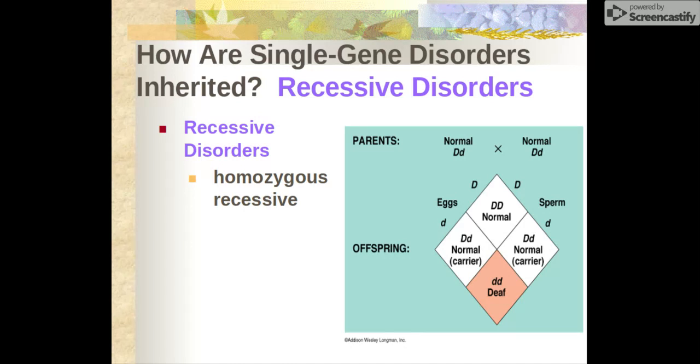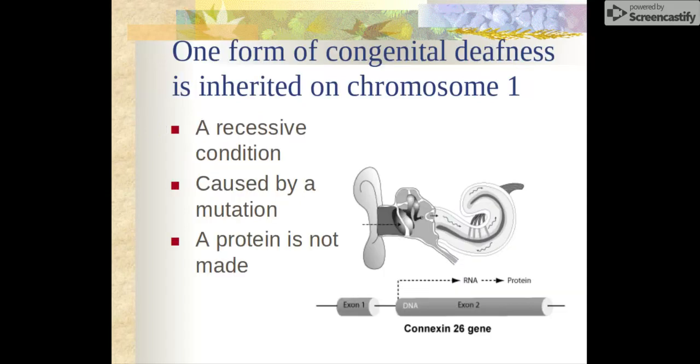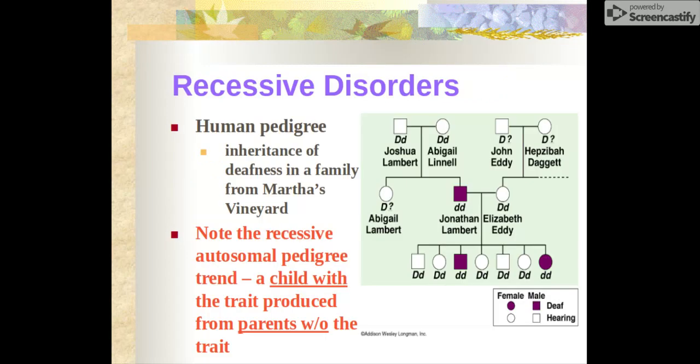In this case, for deafness, right? You've got two parents that are heterozygous, so they're both carriers. They don't express the disease, but they have a 1 in 4 chance of having a child with that disorder, in this case deafness, because 1 out of 4 of those children are going to be homozygous recessive. This is congenital deafness, a recessive condition, and we don't splice correctly here, so we don't build a protein that we need for the process of hearing.